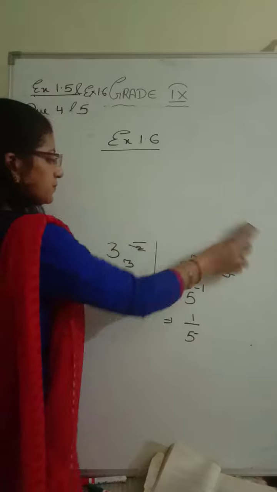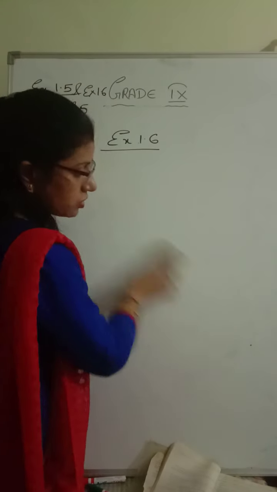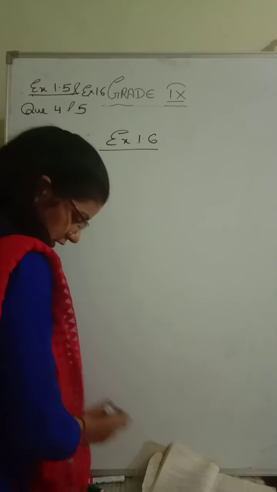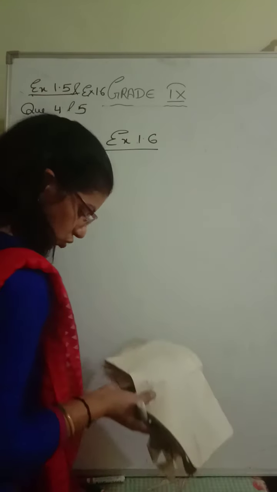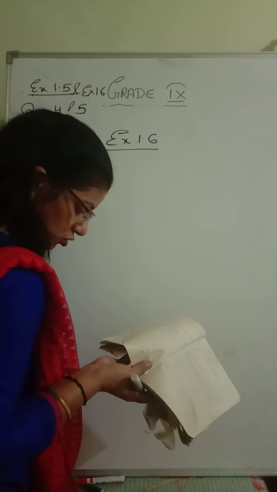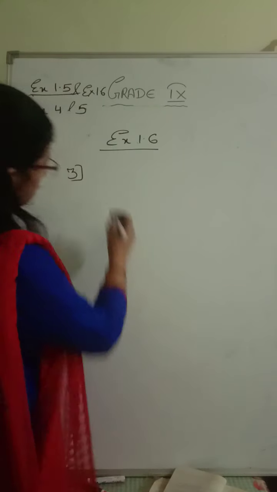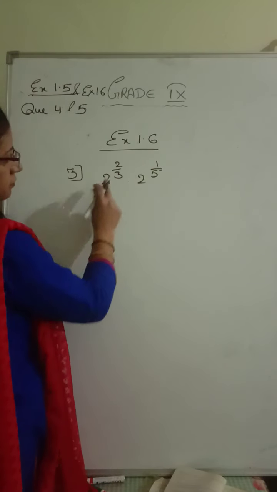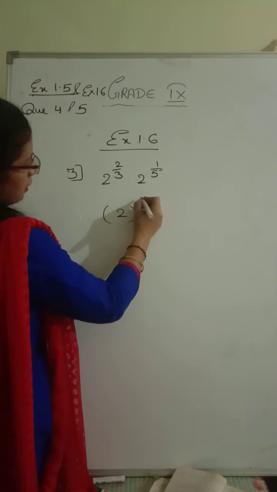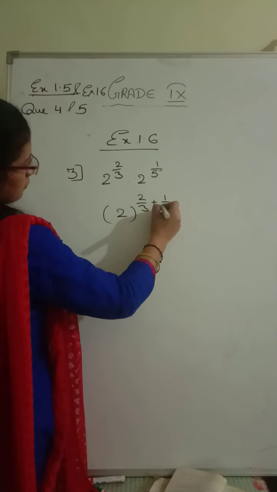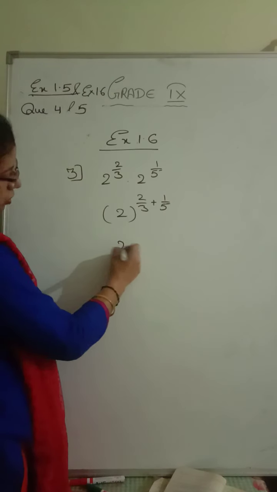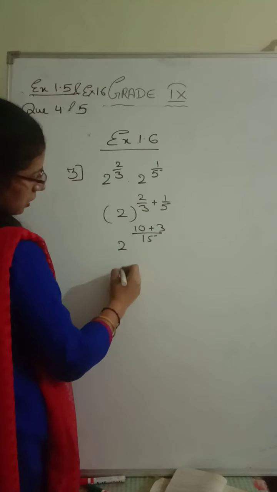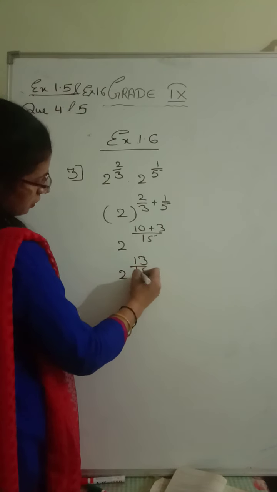Simplify. Okay. Revise the video if you don't know. Try yourself. Revise the video. Then keep on doing. Question number 3. It is your simplify. The question is 2 raised to the power 2 upon 3 into 2 raised to the power 1 upon 5. Bases are same. Powers are added. Okay. So 2 raised to the power, take the LCM 15, 3 5s are 15, 5 2s are 10, plus 5 3s are 15, so 3. That means 2 raised to the power 13 upon 15.